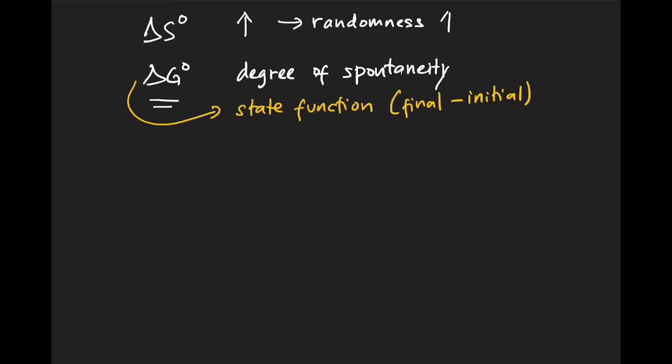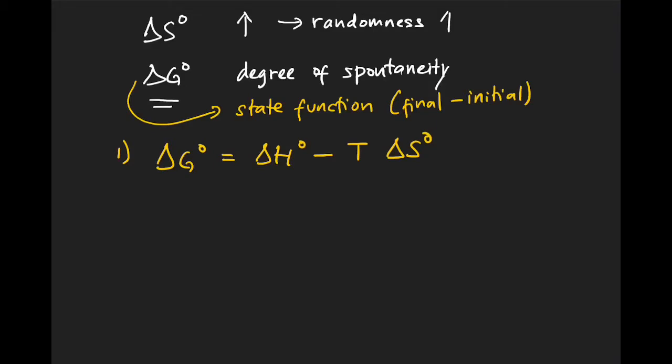So we can use Hess's law here to calculate the delta G from delta G's of different reactions that we can sum up. Now, there are two different ways to calculate the delta G. The first one is the formula that I have introduced, which is delta G is equal to delta H minus T delta S.